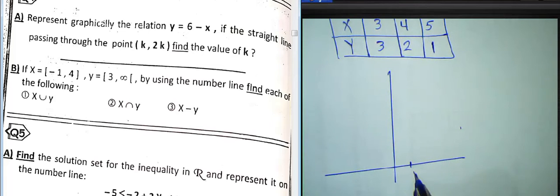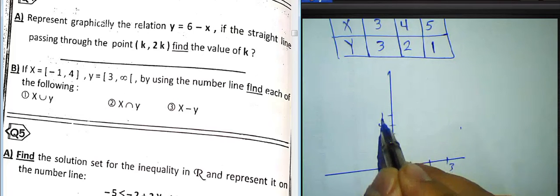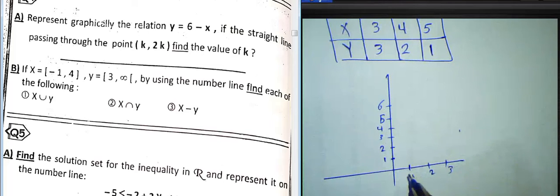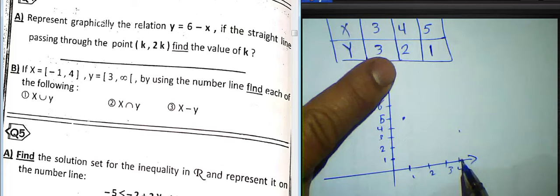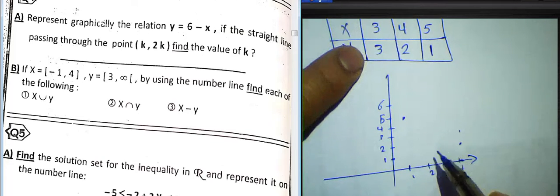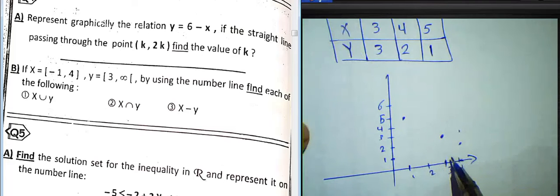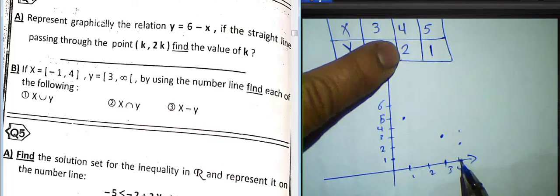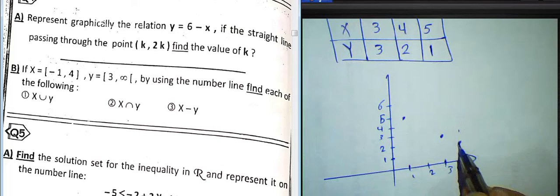Okay, imagine here 1, 2, 3, 4, 5 and 6. The first point is 3 and 3, then 4 and 2, and 5 and 1. Again, 3 and 3, 4 and 2, 5 and 1.